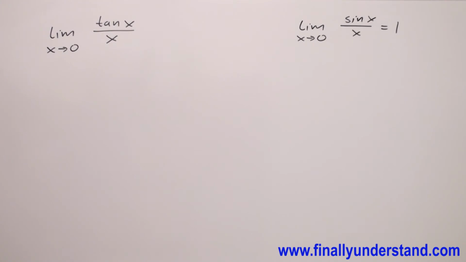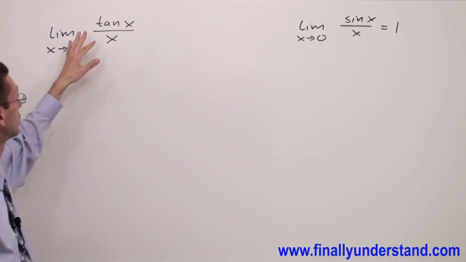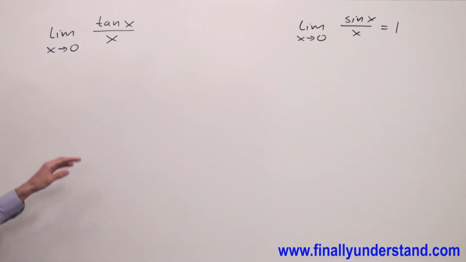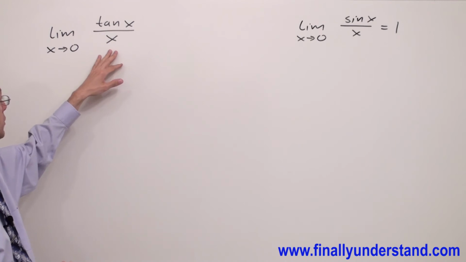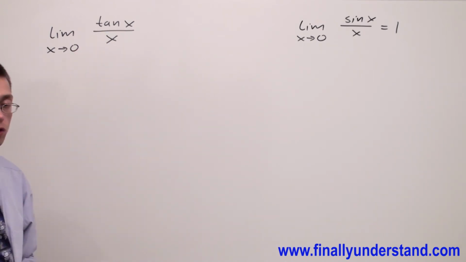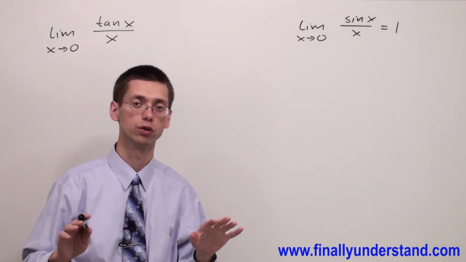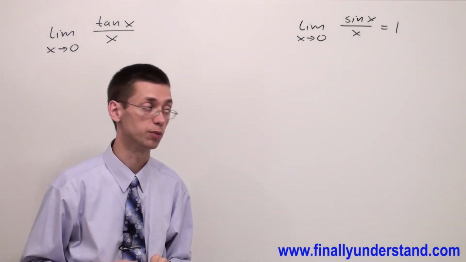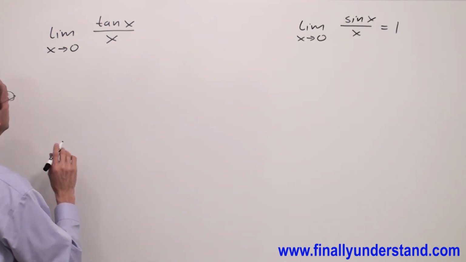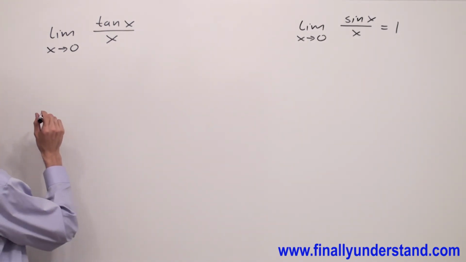Let's take a look at this example. We have limit with x approaching 0, tangent x over x. Again, we're supposed to look at the denominator. If you are going to replace this x by 0, we are going to have 0 in the denominator. We said we do not want to have zeros in the denominator.